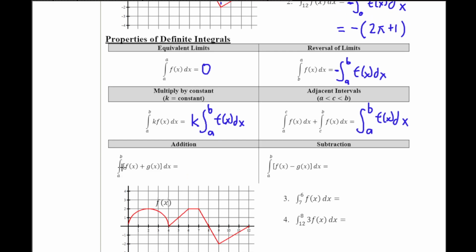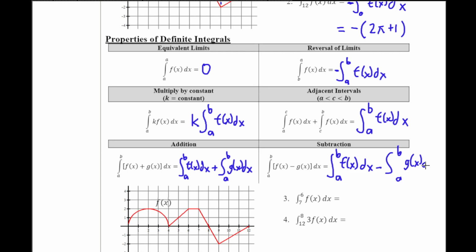So if you have the integral from a to b of parentheses f of x plus g of x, you can separate those two integrals. So that's the same as saying the integral from a to b f of x dx plus the integral from a to b g of x dx. It's the same as the sum and difference rules with derivatives. Same thing with subtraction. A to b f of x dx. Now we're just subtracting integral from a to b g of x dx.